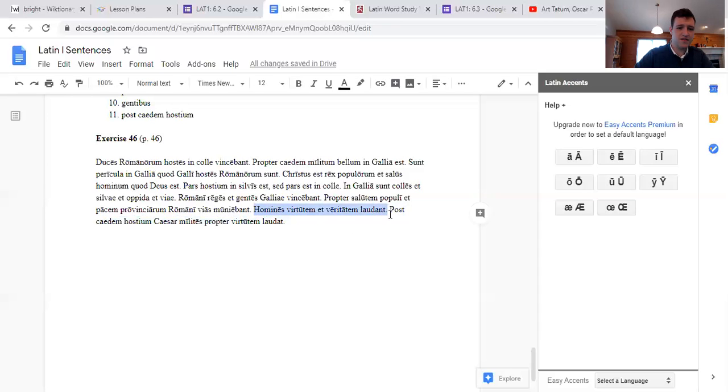Homines virtutem et veritatem laudant. So men praise excellence and truth. Okay, last one here. Post caedem hostium Caesar milites propter virtutem laudat. So after the slaughter of the enemies, Caesar praises the soldiers because of their excellence.